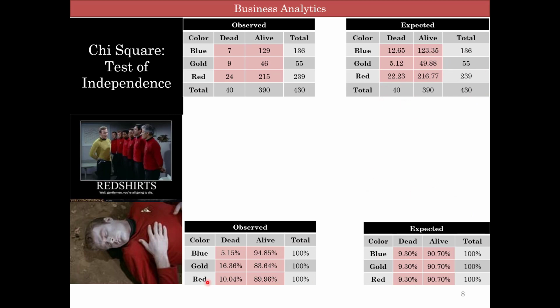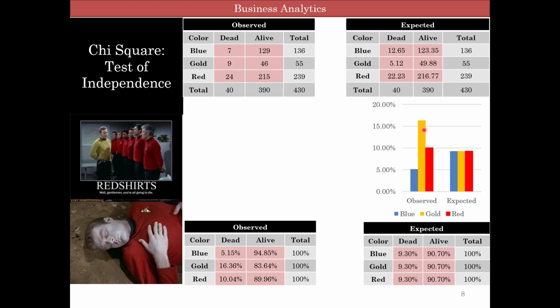But if you look at red, the observed probability of a red person dying is only 10.04%, which is very close. However, gold is at about 16% when it should be 9.3%. So gold has a higher chance of dying, right? If you look at this, here is the graph.